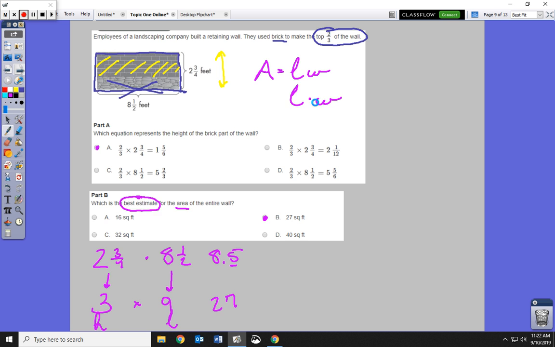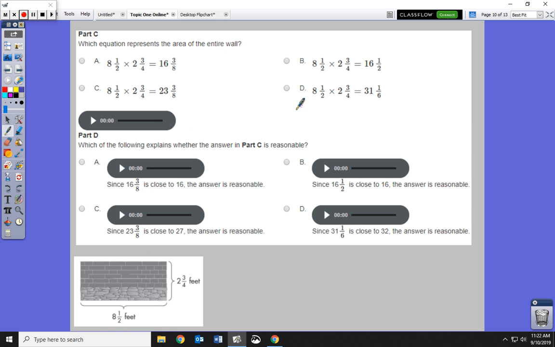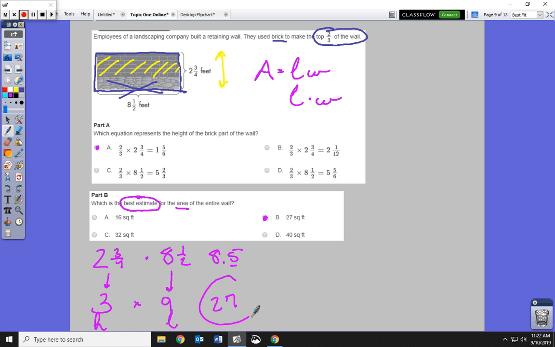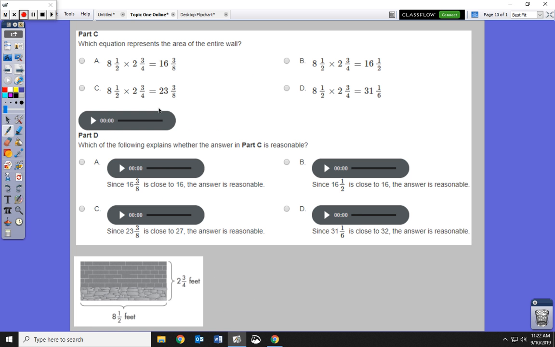Let's go to the next portion of this problem. Which equation best represents the area of the entire wall? Well, wait a minute. Here's the entire wall, 8½ times 2 3/4. Unfortunately, they all have that as a possible answer choice. Now, if I remember correctly, let's go back to my estimate. My estimate was 27. Let's see if I can eliminate. 16 3/8 seems way too low. 16½ seems too low. Well, I'm somewhere in between here.